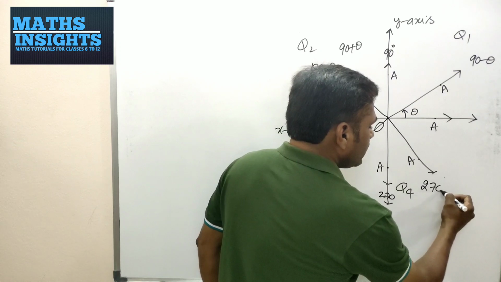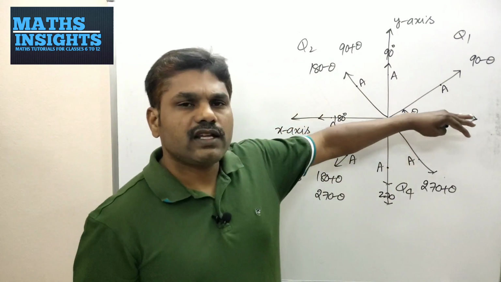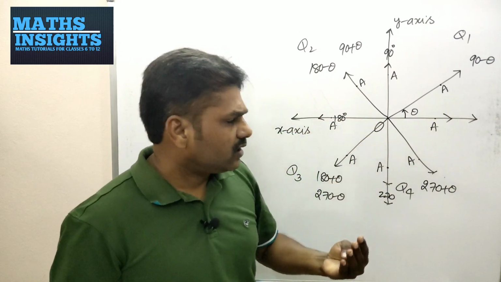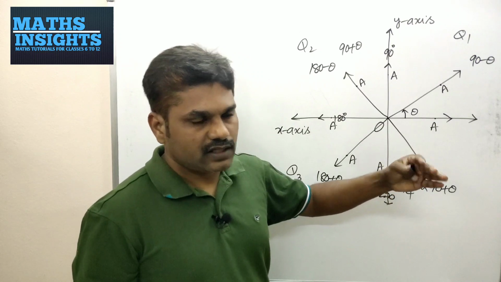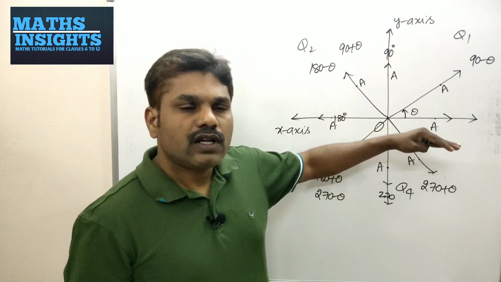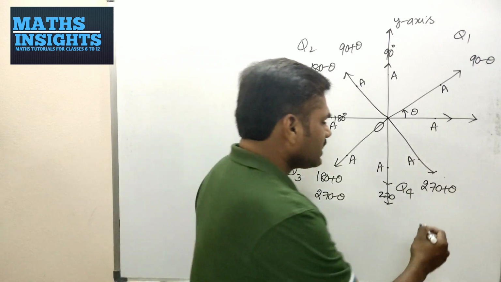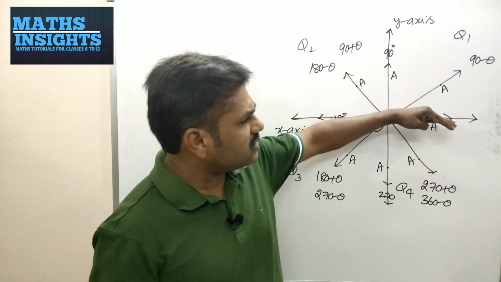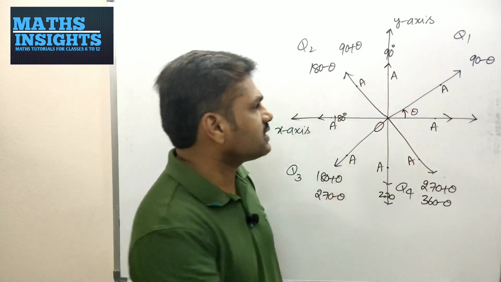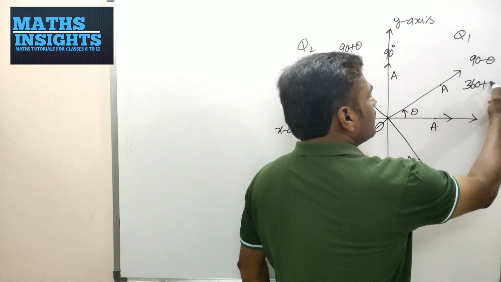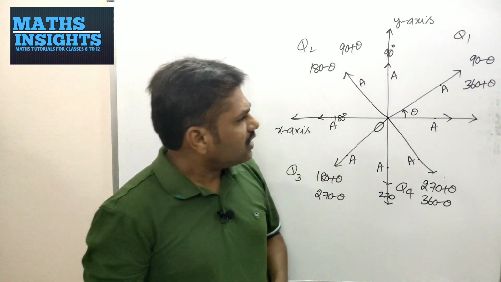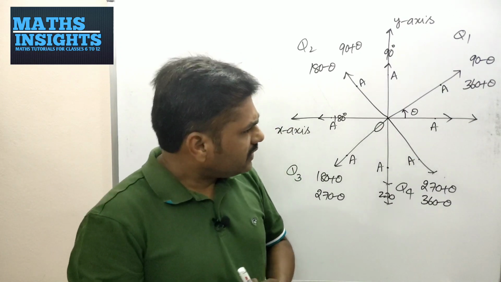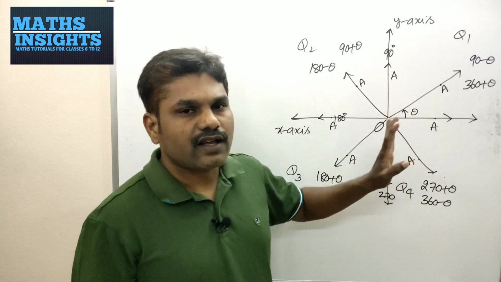Finally it comes to an end and coincides with its original position. Then it completes 360 degrees. But before that, it will have less than 360. That can be written as 360 minus theta, and when it coincides with the positive x-axis and moves again, the angle is 360 plus theta. After completion of one rotation and it continues again, the angle is 360 plus theta. These are the four quadrants and these are the angles.